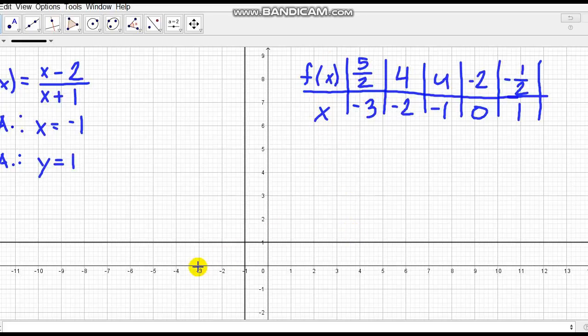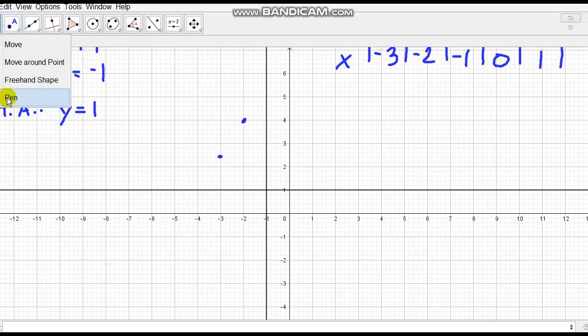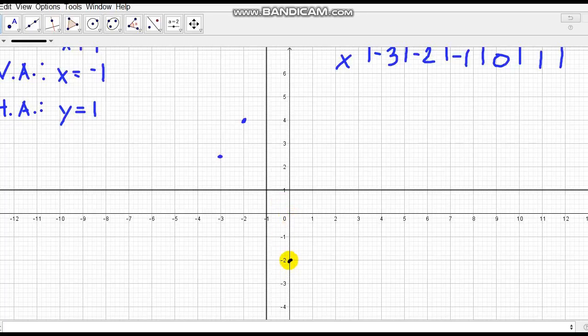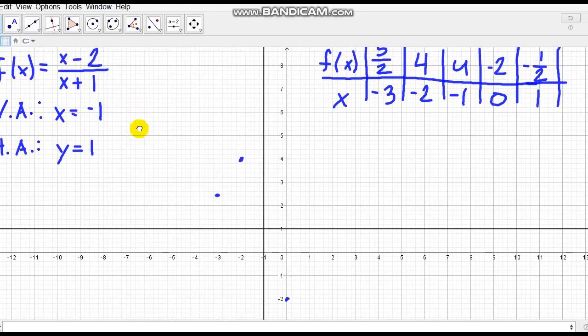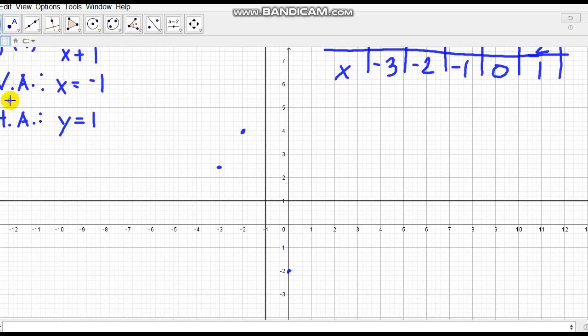So if x is negative 3, then the value of y is 5 over 2, or 2.5. So it's somewhere here, negative 3 and 2.5. That's 5 over 2. To get 2.5, divide 5 by 2. If x is negative 2, then y is 4. So that's right here. Negative 1 is undefined. It's the vertical asymptote. If x is 0, then y is negative 2. So let's go downwards a little bit. And if x is 1, then the value of f of x is negative 1/2. So it's right here, that's negative 0.5.